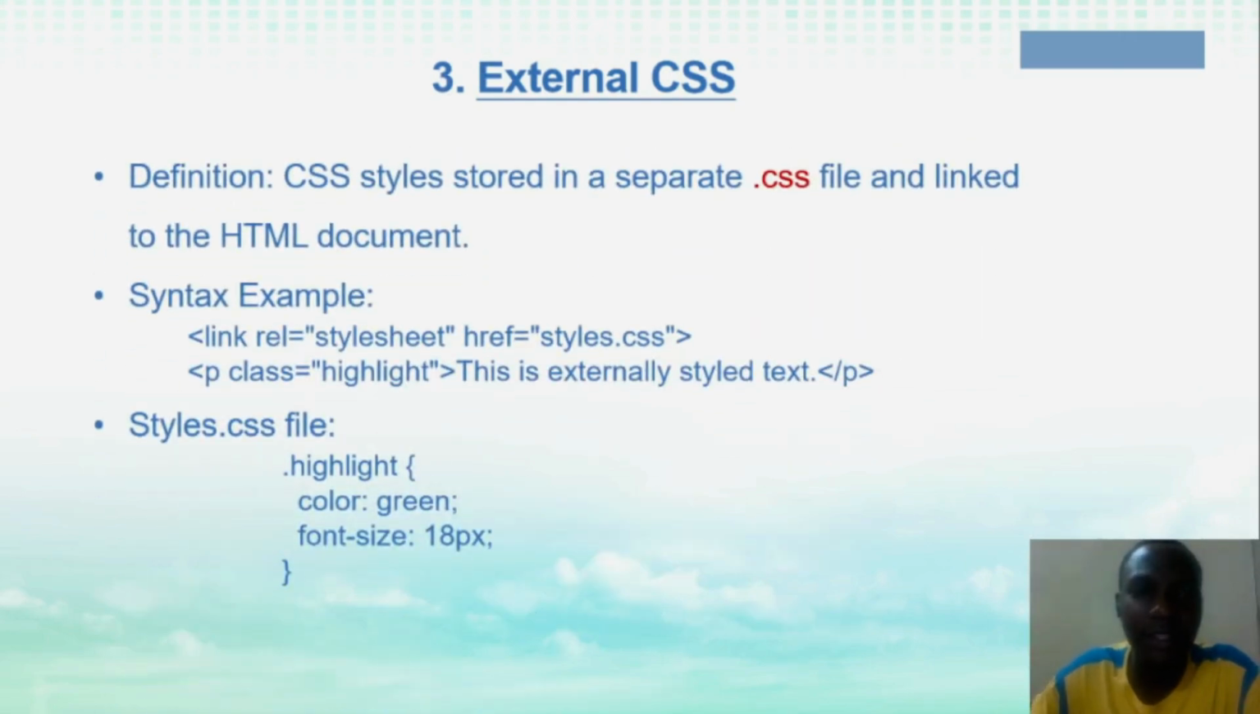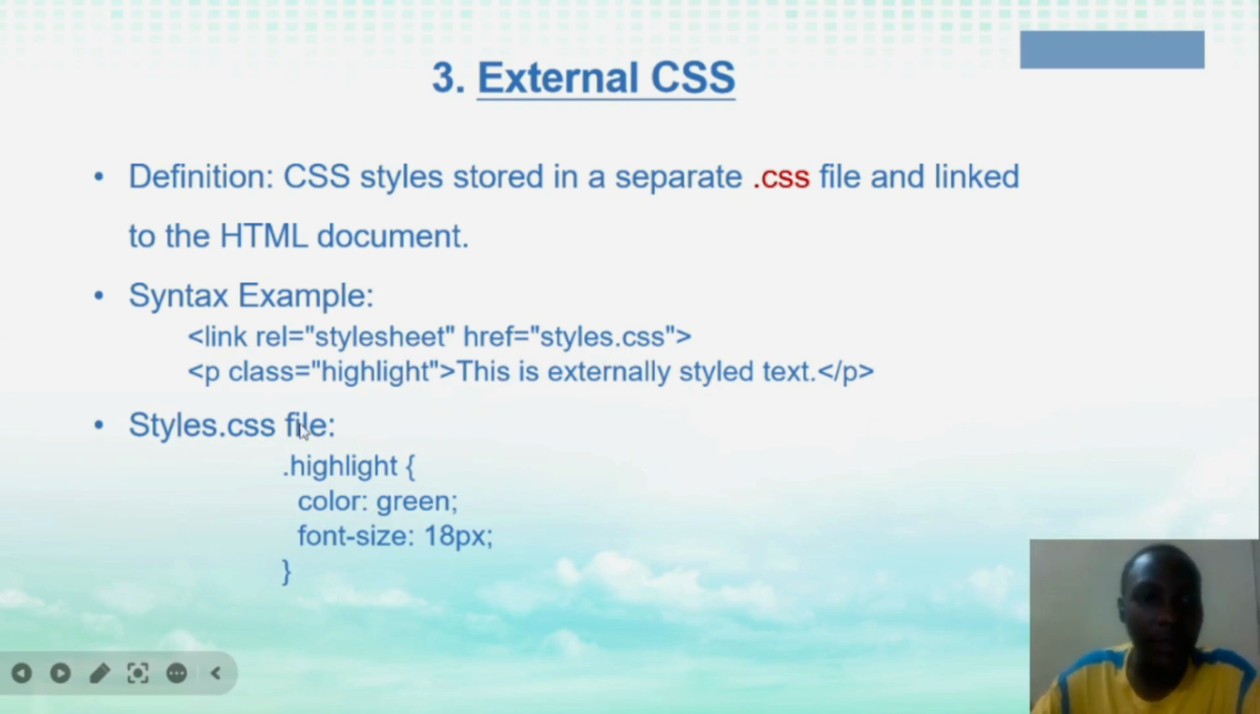Moving on, let's see the third type, that is the external CSS. Now, in terms of definition, this kind of CSS style is stored in a separate .css file and linked to the HTML document. So in terms of this external, it means you store these kinds of styles apart in another file, whereby you link that file within your HTML tags, just to link it to your document directly. So as for a syntax example, you can see here, for example, link rel equals stylesheet href styles.css. The paragraph class highlight, this is the external style text, close paragraph.